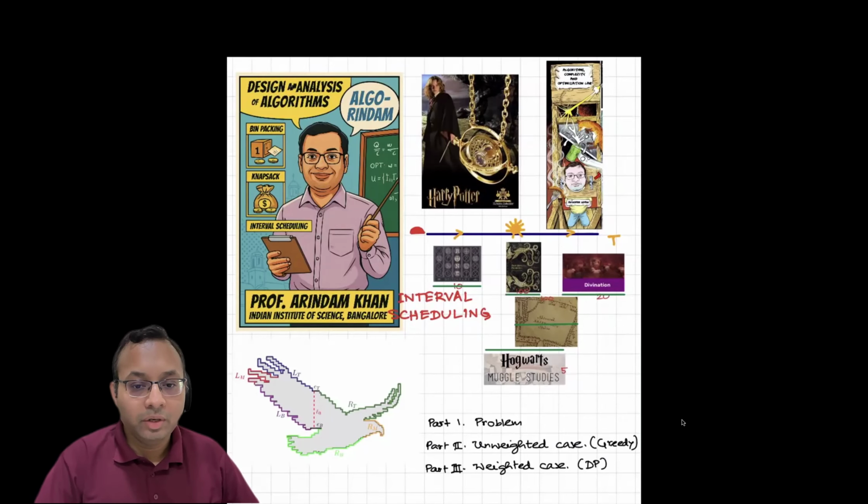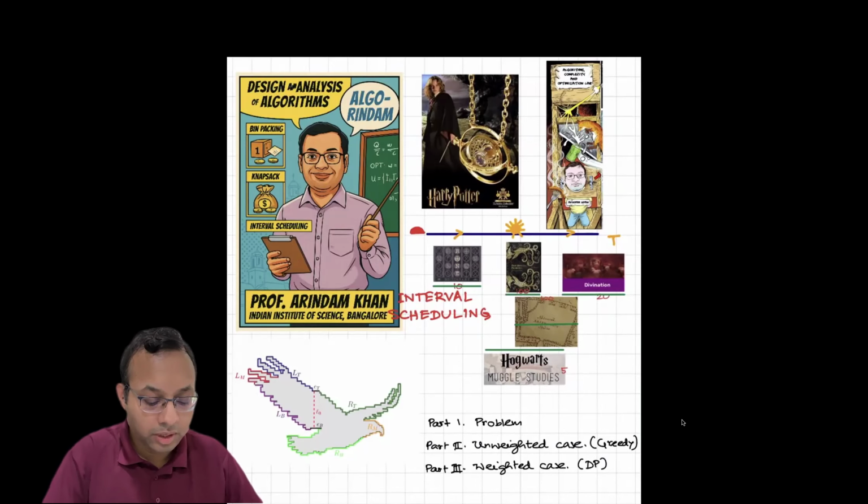We'll learn interval scheduling in three parts. In the first part today, we'll learn about the problem definition. In the second part, we'll consider the special case, the unweighted case, and we'll see a greedy algorithm. In the third part, we'll go over the general case, the weighted case, and we'll see a dynamic program for the problem. So let's start.